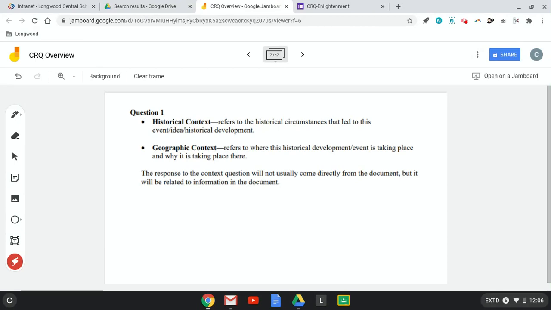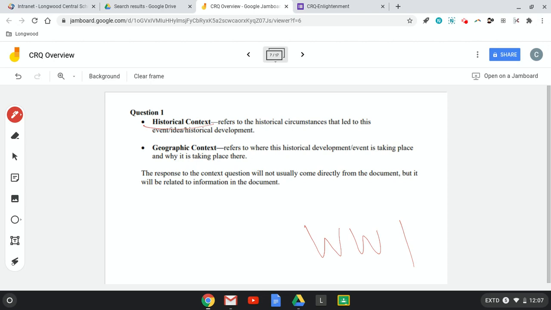Historical context refers to the historical circumstances that led to the event or idea in its historical development. So the rule of thumb is this. If you have a unit, like the Industrial Revolution or World War I, let's go with that, an easy example. They're asking historical context: how do we get to World War I? Basically it was imperialism and the competition over resources that led countries to become pulled into rivalries that ultimately led to war.